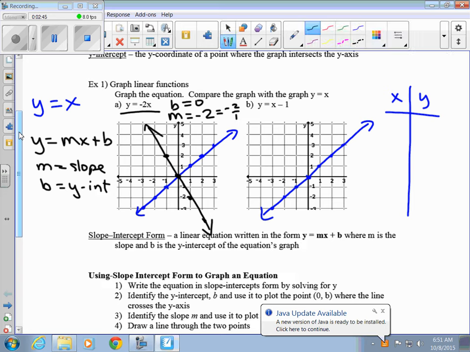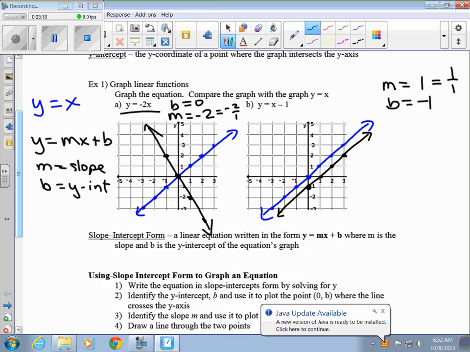In example B, again, we want to find the slope and the y-intercept. Let me erase this so we have some room. So m equals 1 and b equals -1. So slope is 1, which means I could write that as 1 over 1. If I write it as a fraction, that means up 1 over 1, up 1 over 1, up 1 over 1. So our graph is going to look like this.